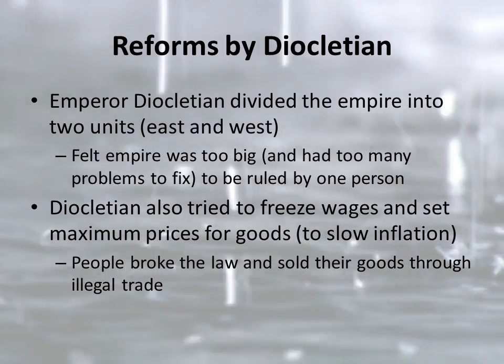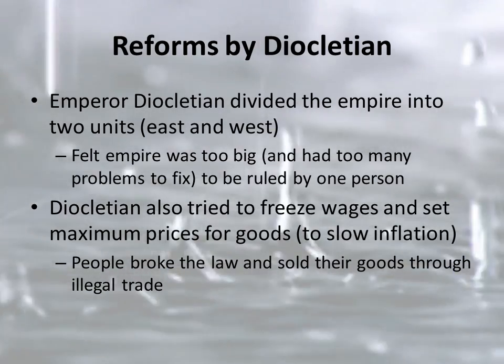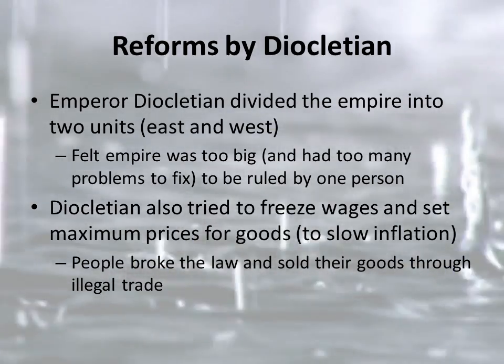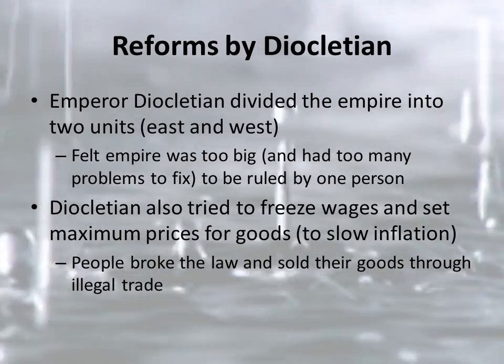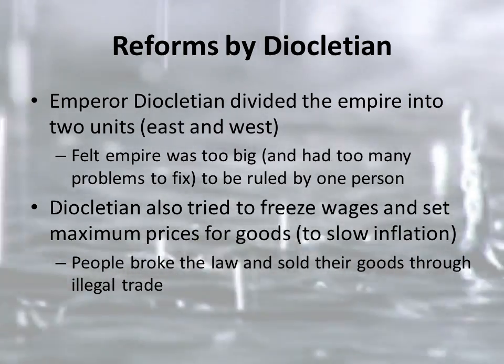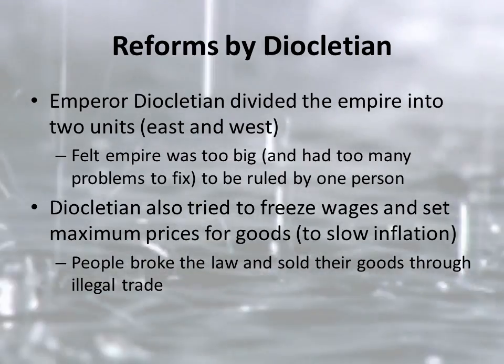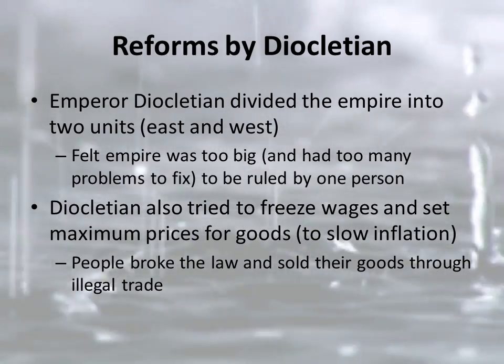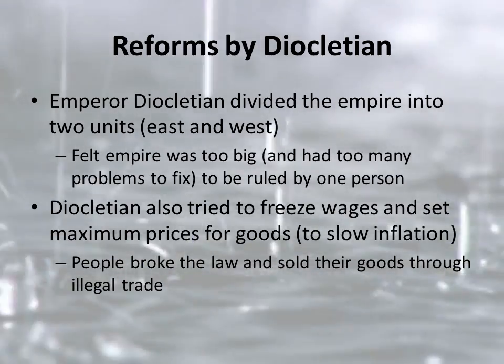The political change that Diocletian made was that he divided the empire into 2 units, east and west. He did this because he felt the empire was too big, it had too many problems to fix, and it shouldn't just be ruled by one person, it had to be split into 2.